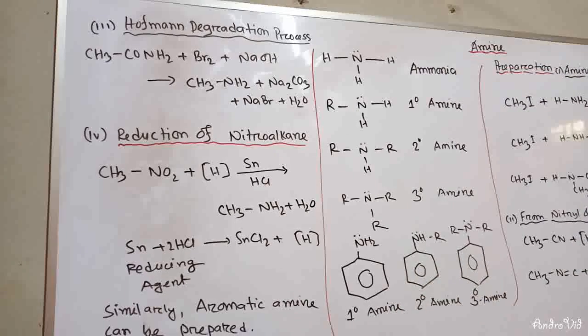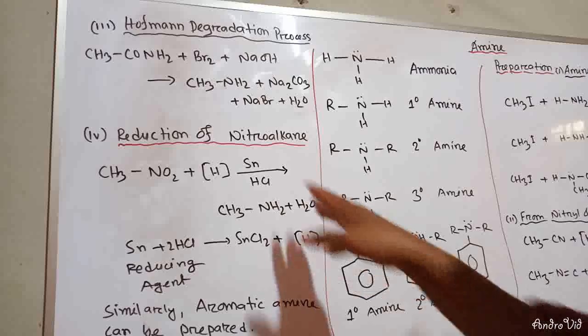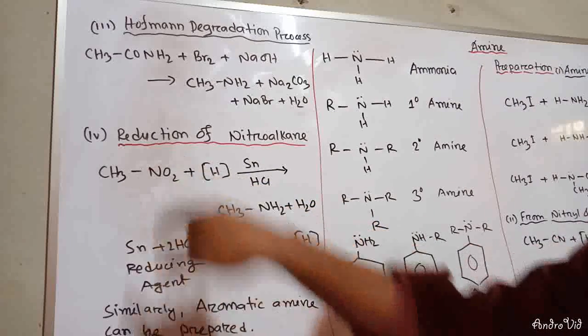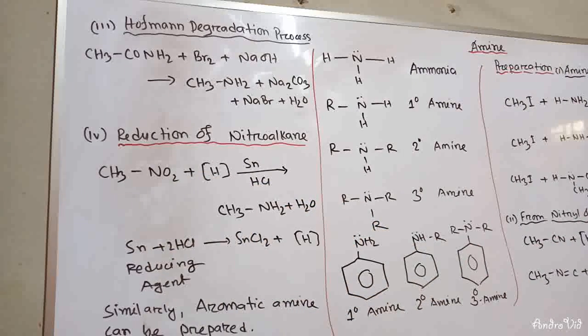You know very well, the reducing agent can supply nascent hydrogen atom. By using this nascent hydrogen atom, the NO2 group will be converted to NH2. By this way you will be able to get 1-degree amine. So these are the processes to basically produce amine.